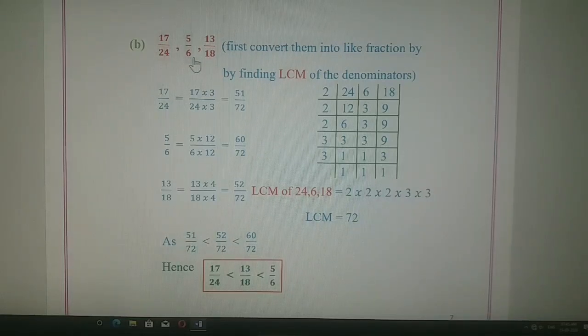To arrange the original fractions in ascending order, we just have to write the original fractions which we had calculated. 51 upon 72 is actually equal to 17 upon 24. So instead of 51 upon 72 we have to write 17 upon 24. 52 upon 72 is actually equal to 13 upon 18. So instead of 52 upon 72 we write 13 upon 18. And 60 upon 72 is actually equal to 5 upon 6. So instead of 60 upon 72 we write 5 upon 6. Hence we can say 17 upon 24 is less than 13 upon 18 and 13 upon 18 is less than 5 upon 6.